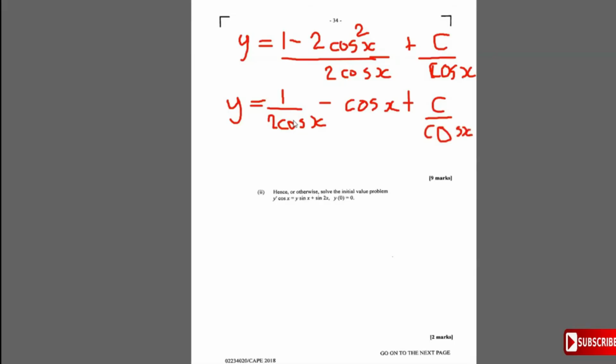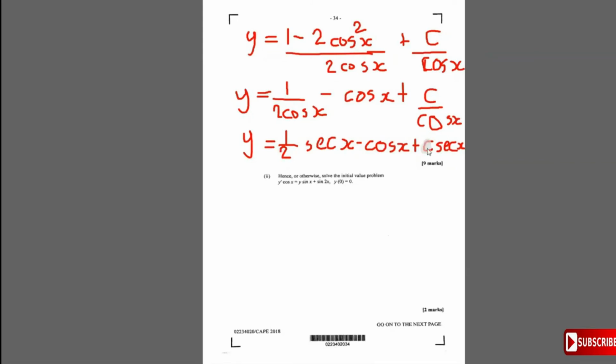Now, y is equal to a half of 1 over cos x. Now 1 over cos x is sec. This works out to be a half sec x minus cos x. And then c over cos x is c sec x. Nice and easy.